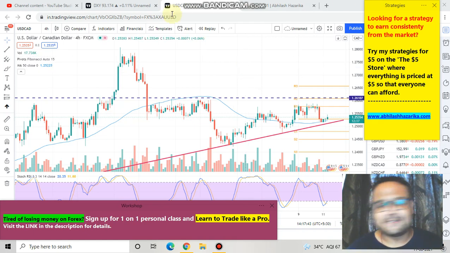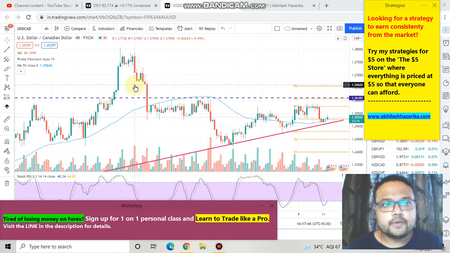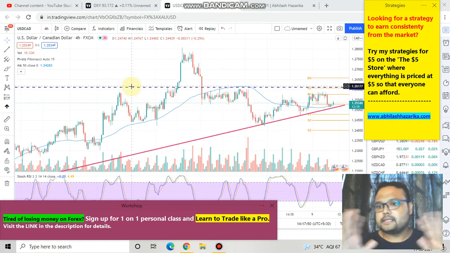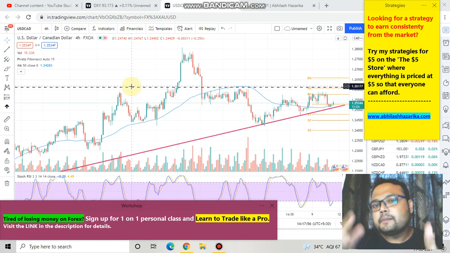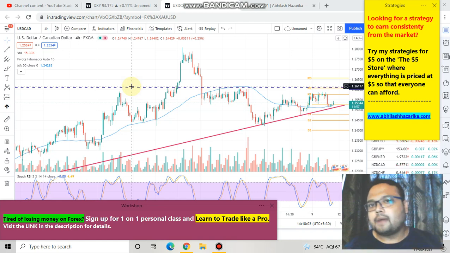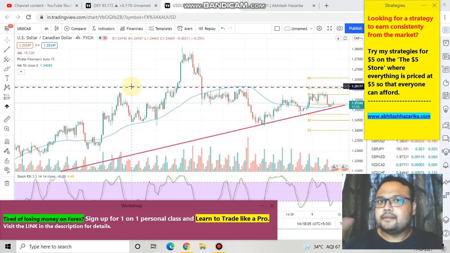So let's get started. This is the 4-hour chart of USD CAD in front of us right now, and as you can see, this market is in an uptrend. There is no doubt that this market is in an uptrend, which means that the number of buyers is higher in comparison to the number of sellers. And following the basic rule or thumb rule of the market, which says, follow the trend.